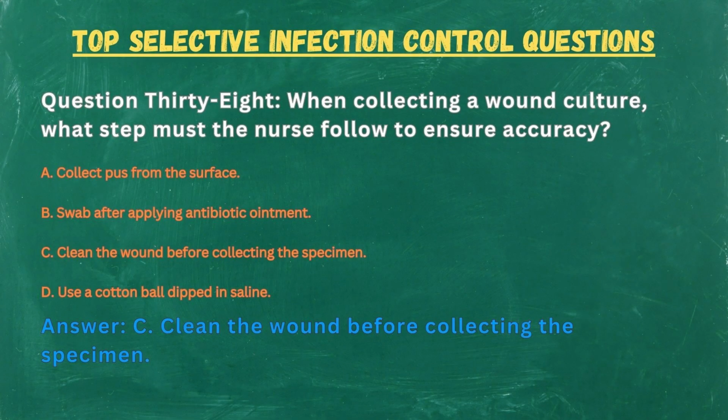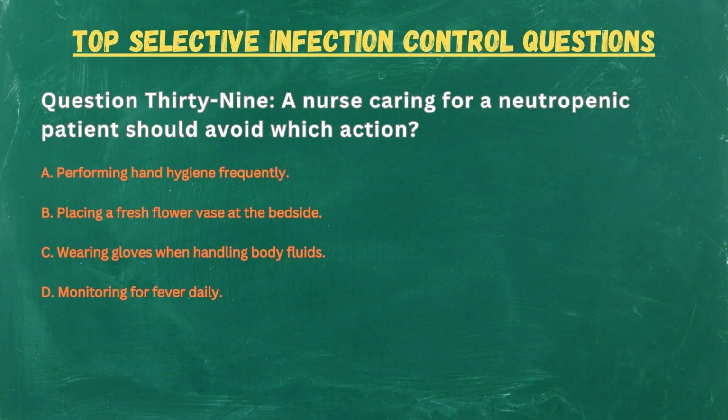Answer: C. Clean the wound before collecting the specimen. Question 39. A nurse caring for a neutropenic patient should avoid which action? A. Performing hand hygiene frequently. B. Placing a fresh flower vase at the bedside. C. Wearing gloves when handling body fluids. D. Monitoring for fever daily.